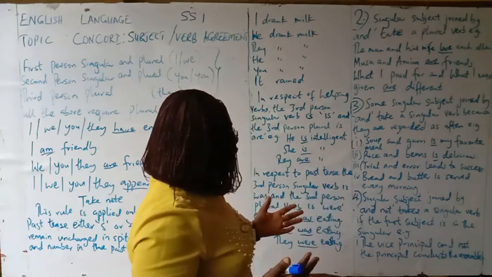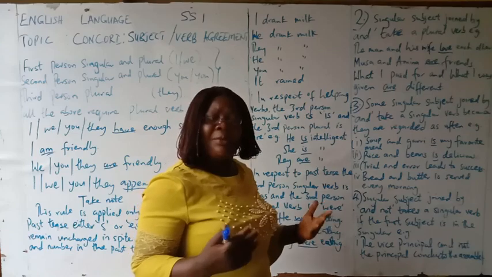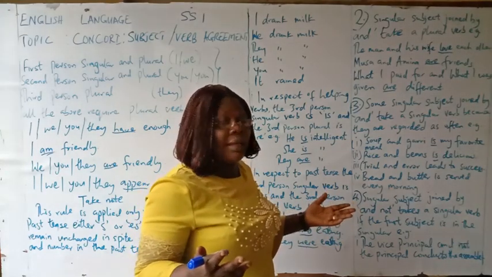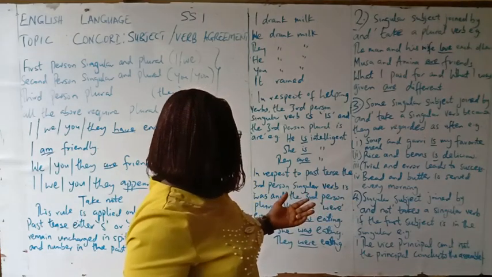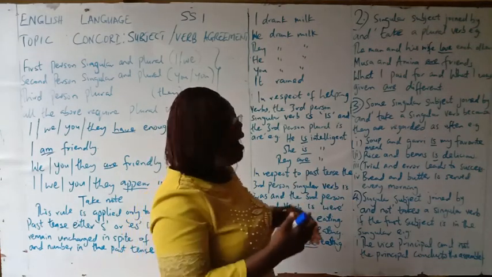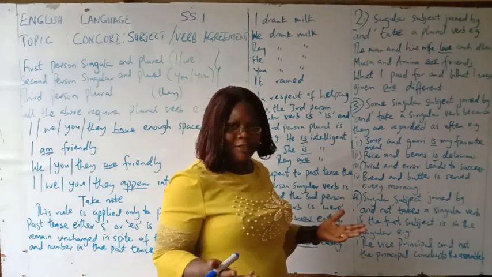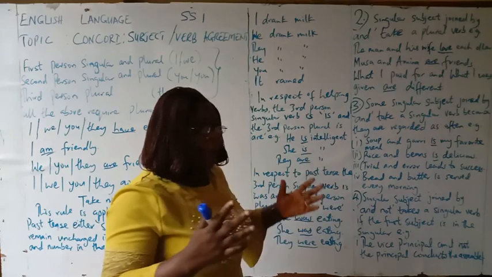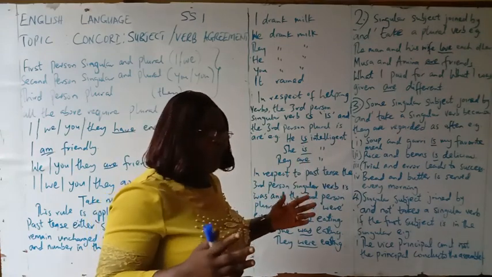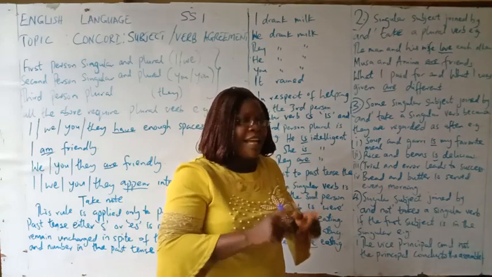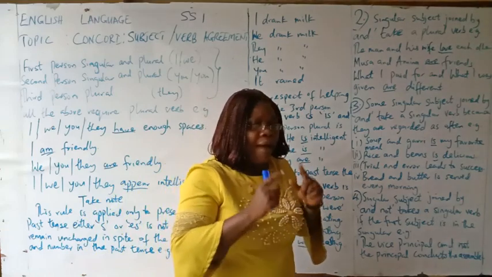Musa and Amina are friends. Will you say Musa and Amina is friends? No, that would be incorrect. What I paid for and what I was given are different, not "is different". Because though both of them are singular subjects, they have been joined by the conjunction "and", therefore they require a plural verb.